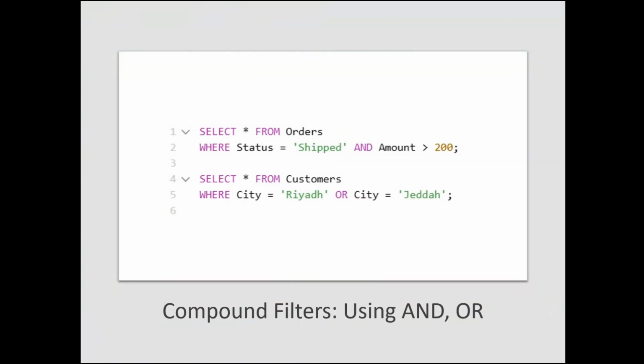Today we will apply and, or, and later we will use other operators. Select everything from orders where status equals shipped and amount is greater than 200. So here we used equal and and. Here we have city equal to Riyadh or city equal to Jeddah. So this is how to use the operators.